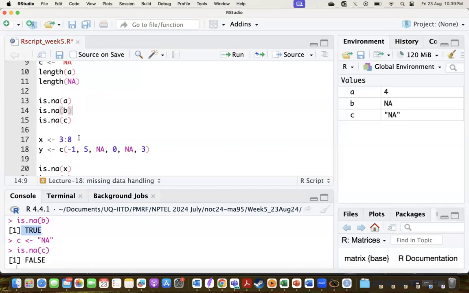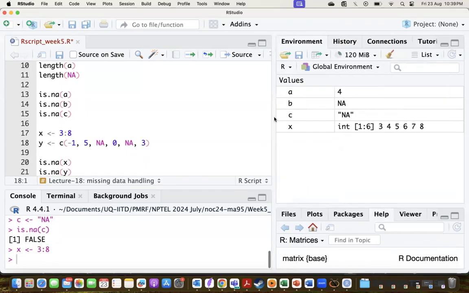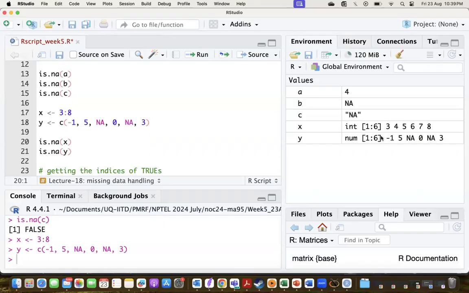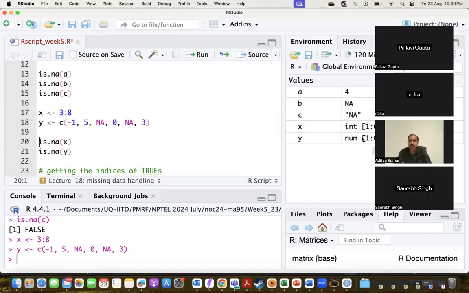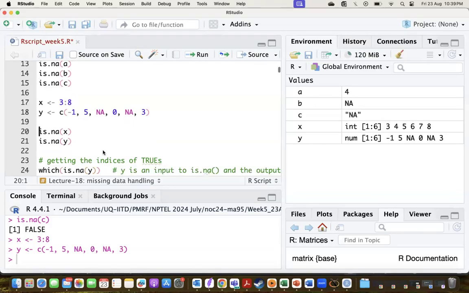And the same thing can be expanded to vectors. So if I have two more vectors, one which is direct, if I write 3:8, it's going to be all the numbers from 3 to 8, right? As you can see here. And then I also define a vector using the combine function, the c function here, and I can have a few missing values here and there. So in both of those cases, it's a 6 element vector.